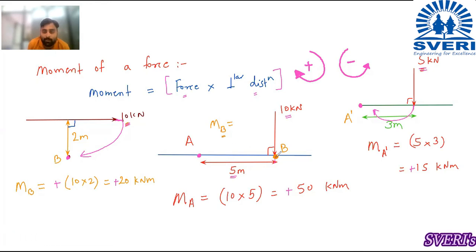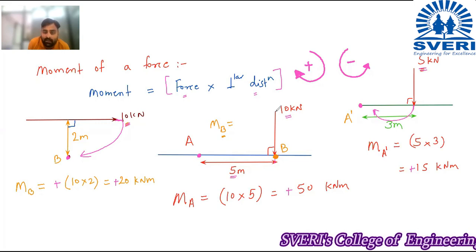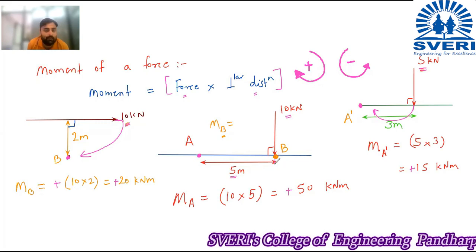So we should see the perpendicular distance from point B. From point B, this 10 kilonewton force is passing through point B.